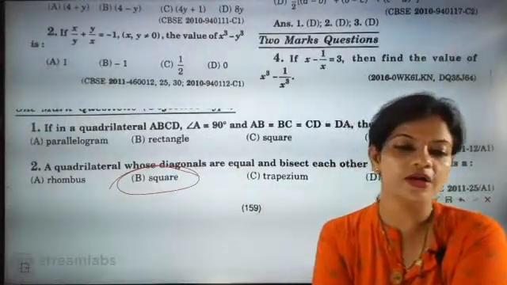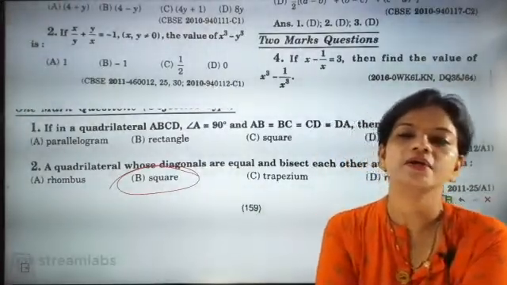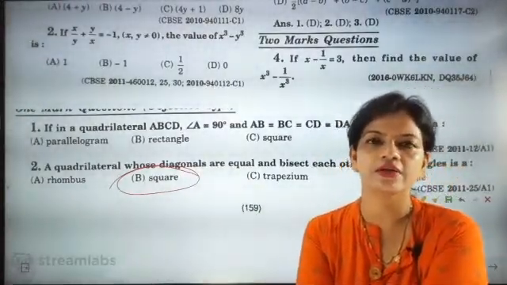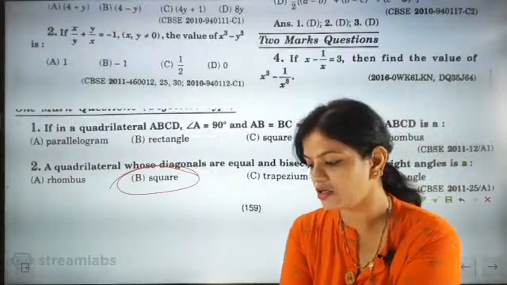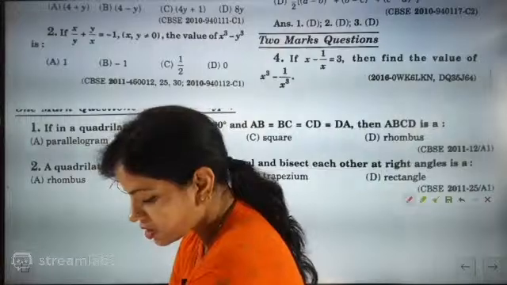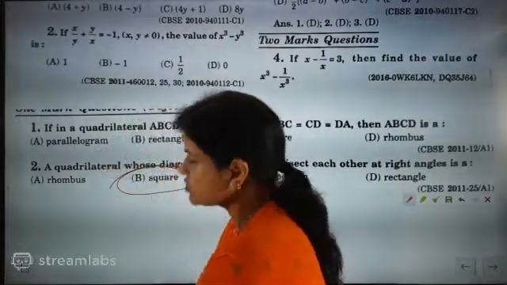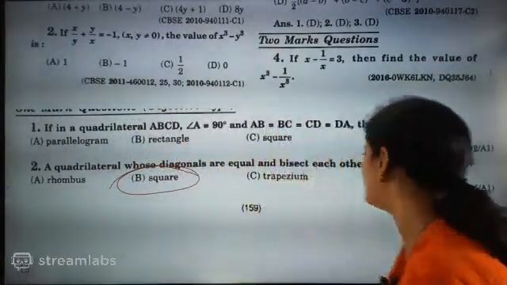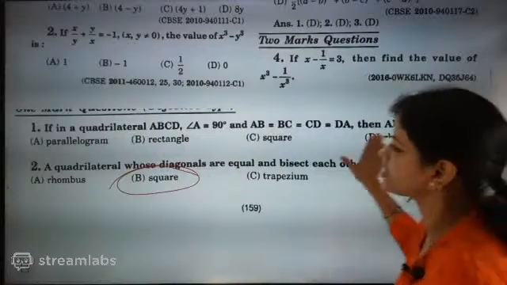Because in square diagonals are equal, and not only diagonals are equal, the diagonals are bisecting each other at right angle. Yes, Ashwin. Yes. Diplomatic answer, rectangle. It can be rectangle also.